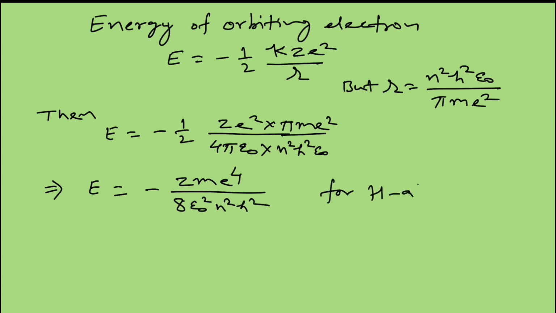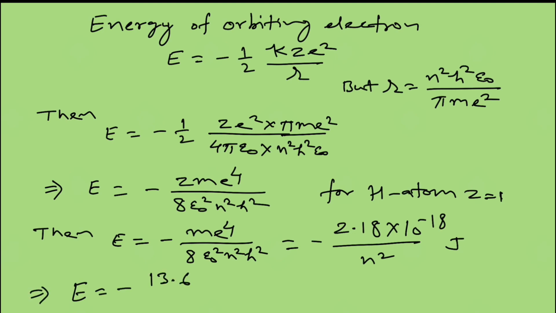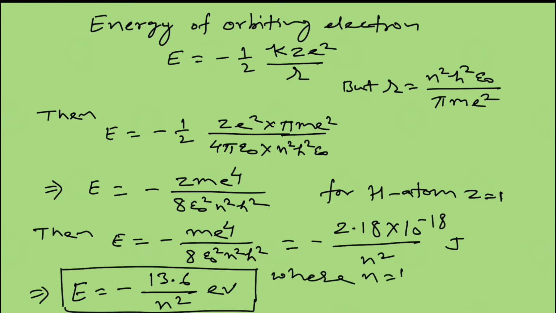If you simplify this, we get E is equal to minus z m e power 4 upon 8 epsilon naught square n square h square. For hydrogen atom, z is equal to 1. So, E is equal to minus m e power 4 upon 8 epsilon naught square n square h square. Except n, all other quantities are constant here. Therefore, if you replace for the quantities, we get E is equal to minus 2.18 into 10 power minus 18 joule upon n square.